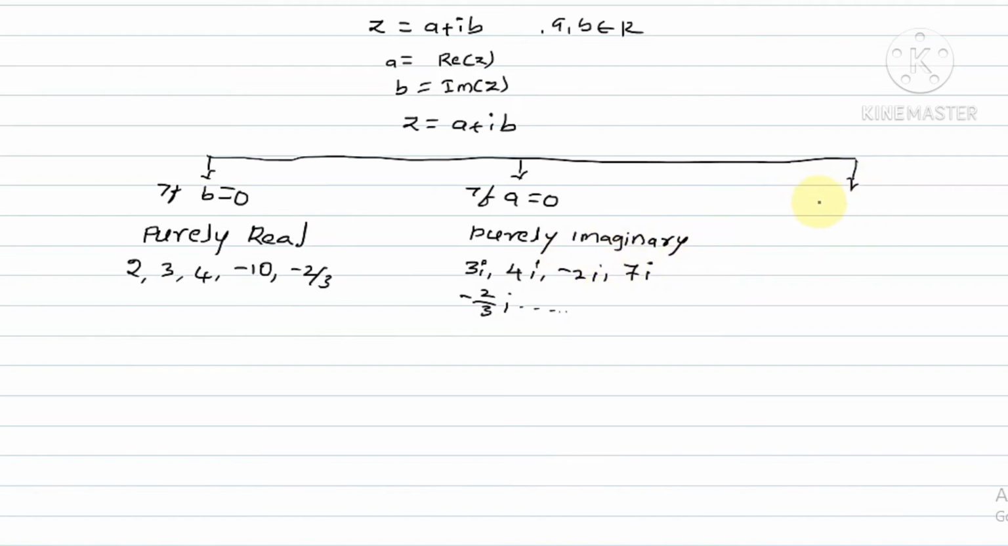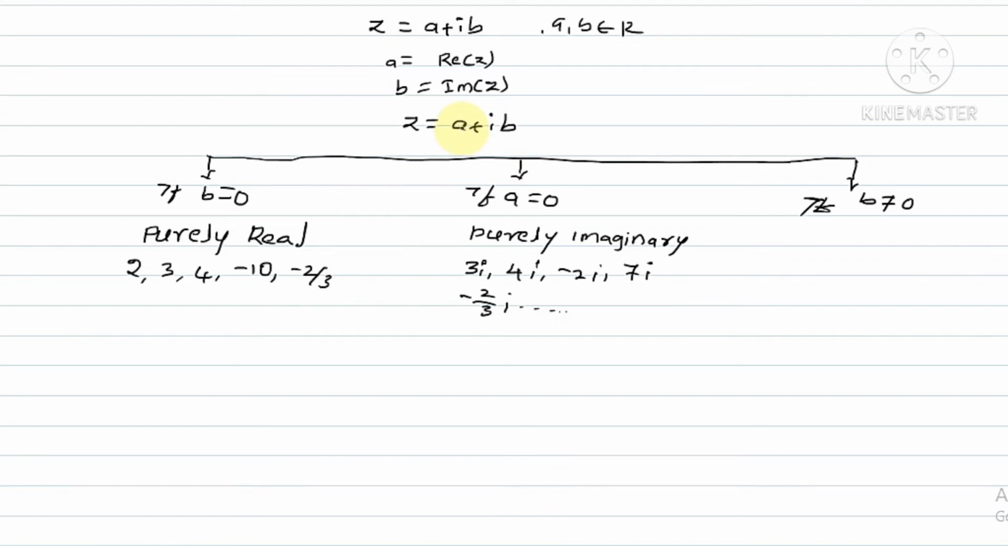Next, in the same case, if b value is not equal to 0, it means b is having some value, but we don't know about a.